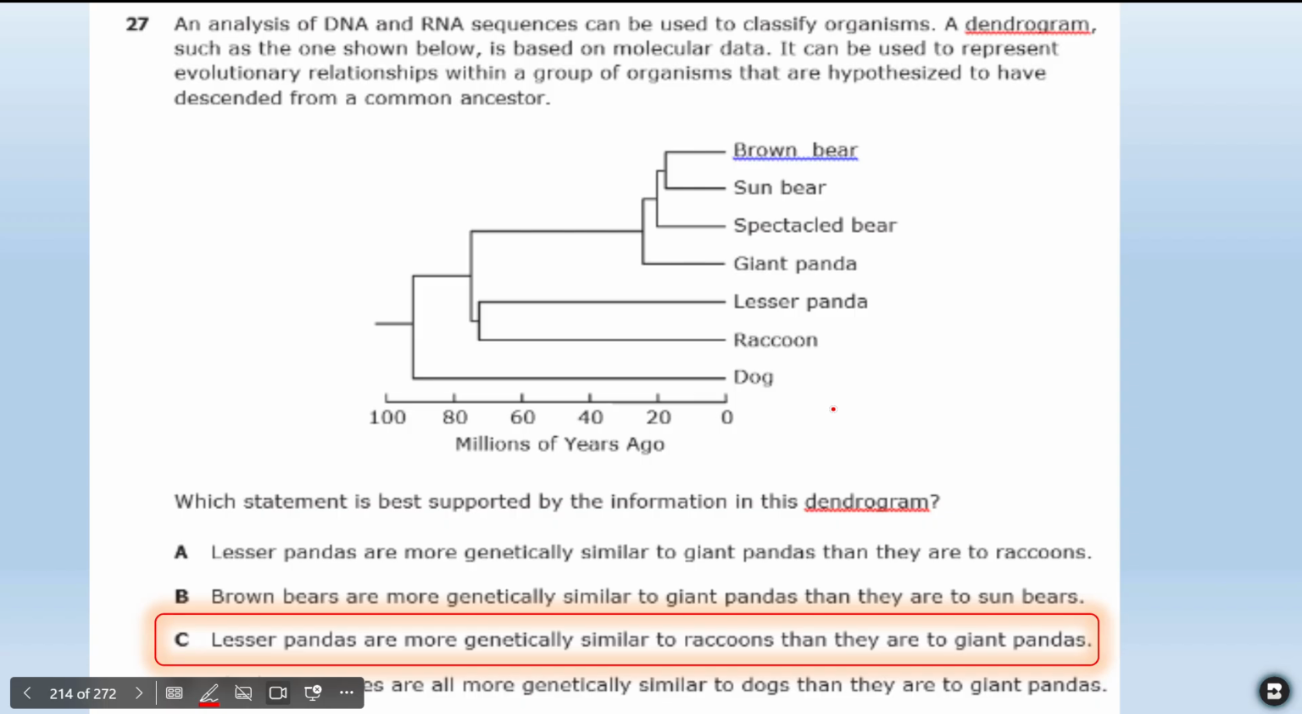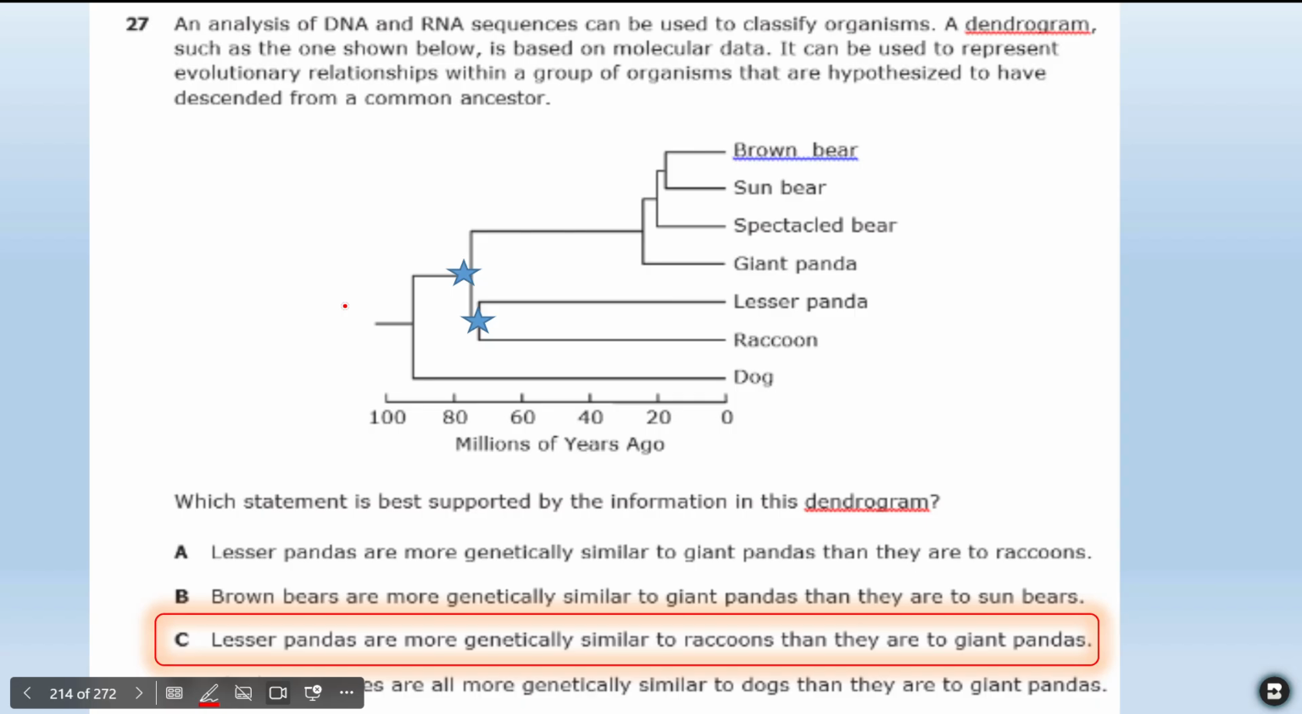Because letter C says lesser pandas are more genetically similar to raccoons than they are to giant pandas. So basically they're saying lesser pandas are more related to raccoons than giant pandas. To understand which one is more related, we have to find out when's the last time they shared common ancestors. These stars represent their branch points, the last common ancestor between each type. First star is a common ancestor between raccoons and pandas. Second star, this is the common ancestor between giant pandas and lesser pandas.